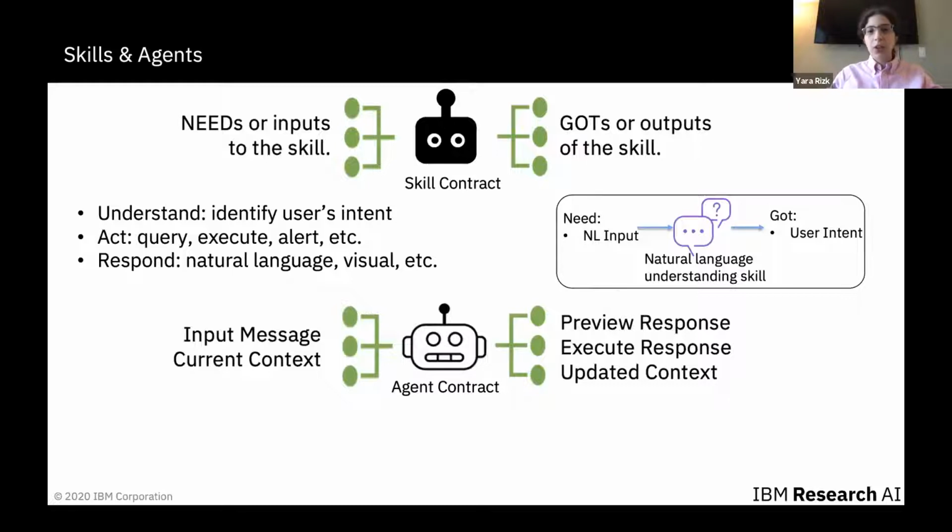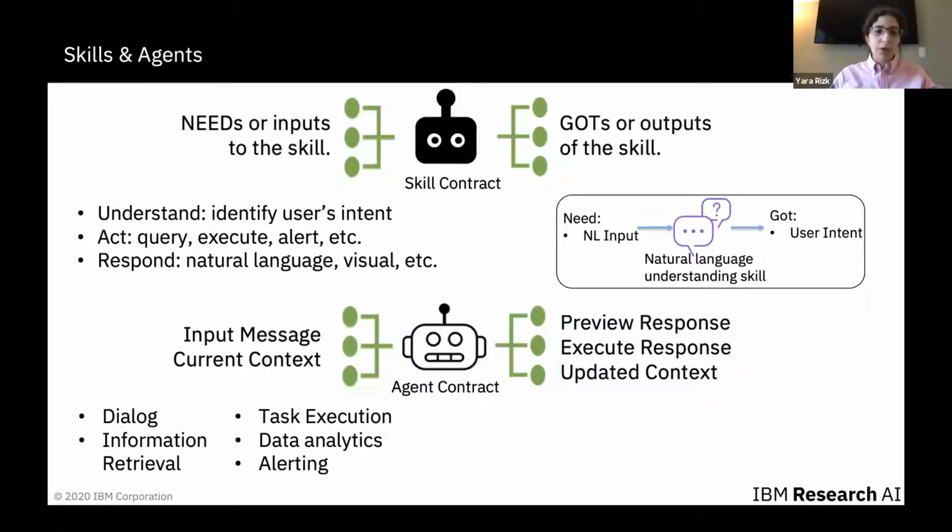We also define agents, which are compositions of skills, but have to abide by a more strict contract. And in this situation, it expects a certain input and the current context of the world. And then we should be able to execute agents in two kinds of API calls, a preview request and an execute request. And we'll see why that's important in the next slide. But it should also return an updated context. Similarly, we can distinguish between 5 main categorizations of agents. This is also not an exhaustive list, but these are some of the most relevant ones to the use cases that we've been encountering.